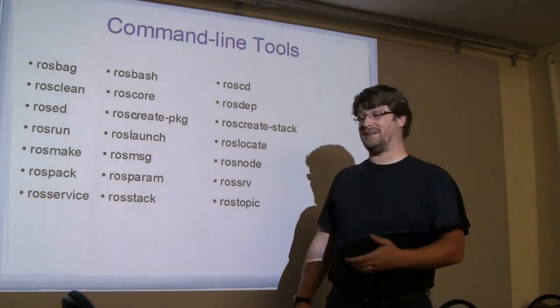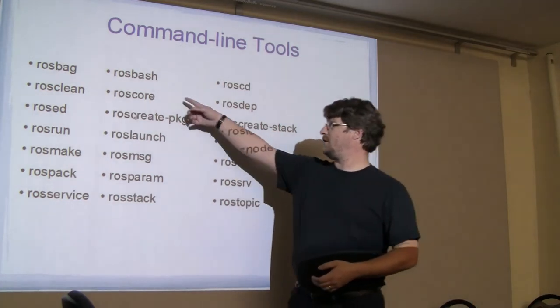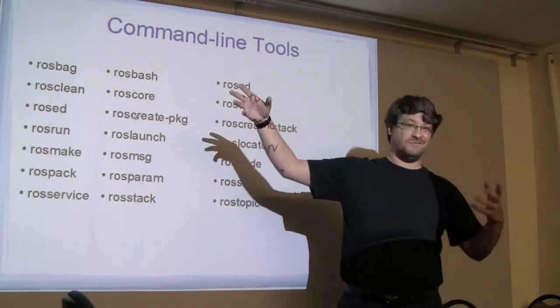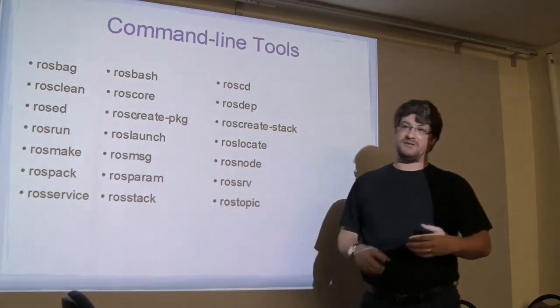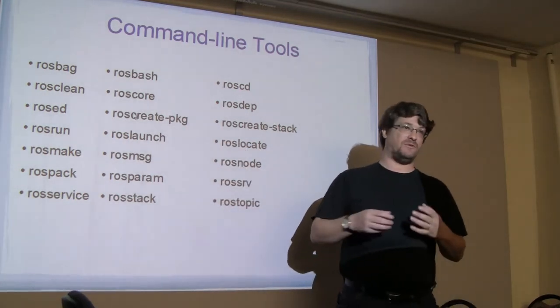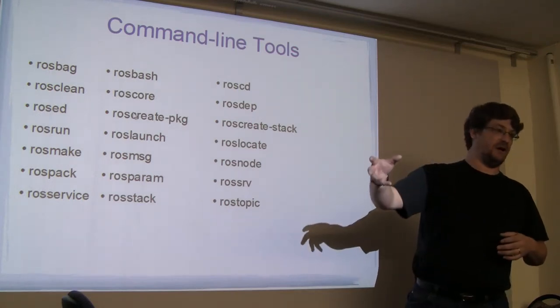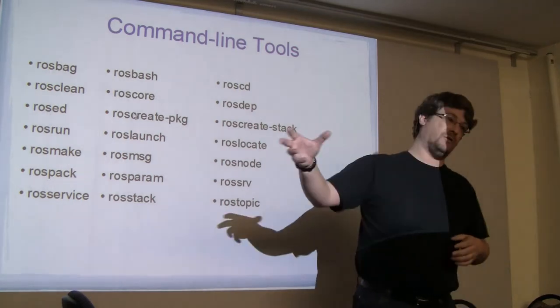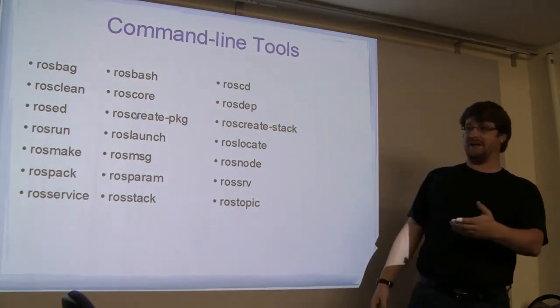So these are some command line tools. I'll just highlight a couple that are important. ROS Core, very important. It's like how everything runs. The ROS create package is really cool. For an example of where that comes into heavy play is what Paul's going to talk about here in a minute. He's doing Arduino serial communication with ROS over Wi-Fi, right? Okay.